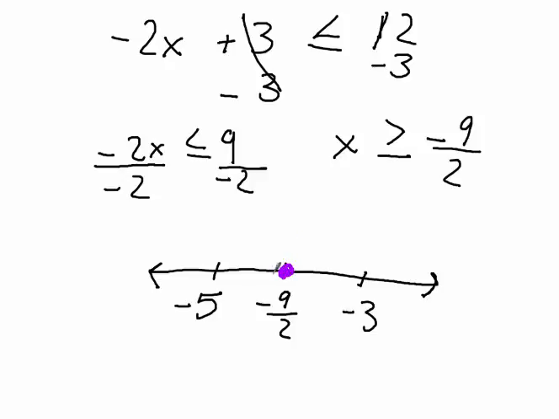Okay. The next thing, do we shade to the left? Do we shade to the right? Let's read this. X is greater than or equal to negative 9/2. What number is greater than negative 9/2? Negative 5, negative 3.